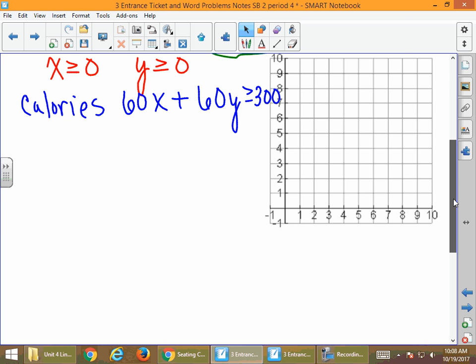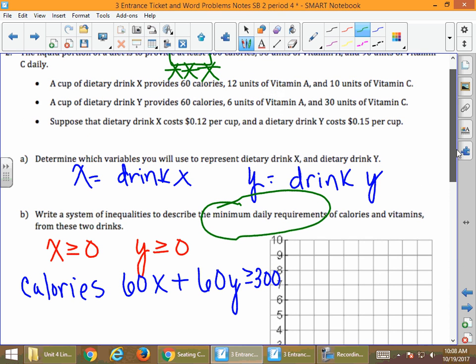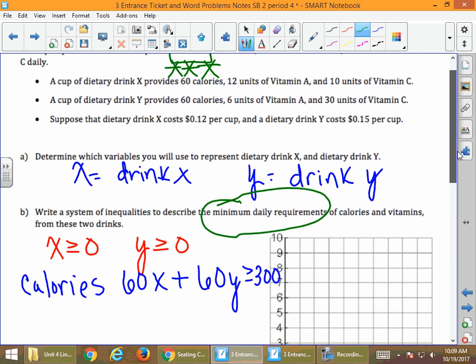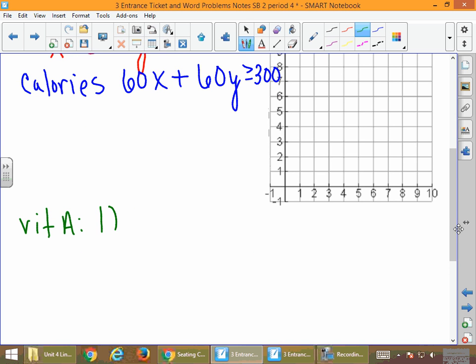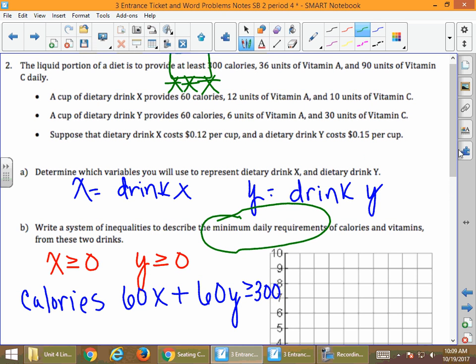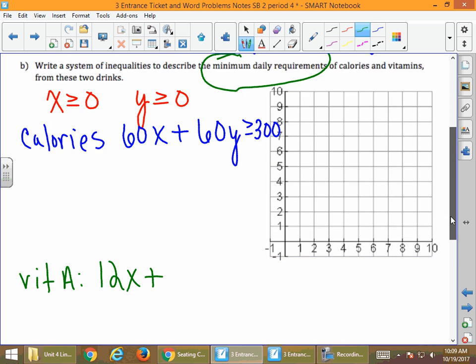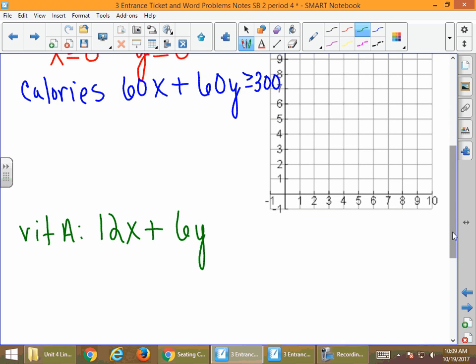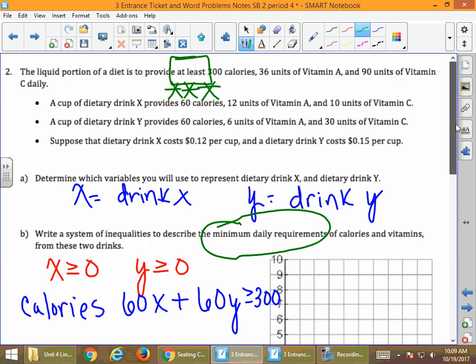So the next inequality that we're going to write is going to have to deal with vitamin A. And when we look back here at vitamin A, in our first bullet point, it says a cup of dietary drink X provides 12 units of vitamin A. So this is going to be 12X. And how much vitamin A comes from our other dietary drink, Y? Well, we only get 6 units.